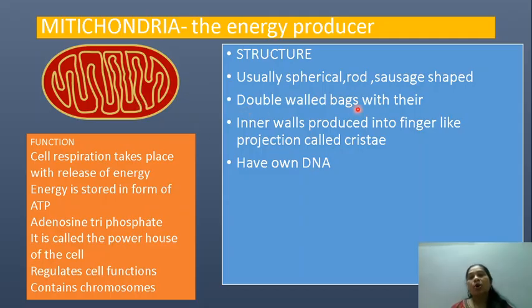They are double walled bags with their inner walls produced into finger-like projections known as cristae. Now I'll explain this sentence. You can see there are two walls. One is this wall and one is this wall inside. Now this inner wall is made into inner projections. You can see they are finger-like. They are like fingers inside. And what is the name given to these finger-like projections? They are known as cristae.